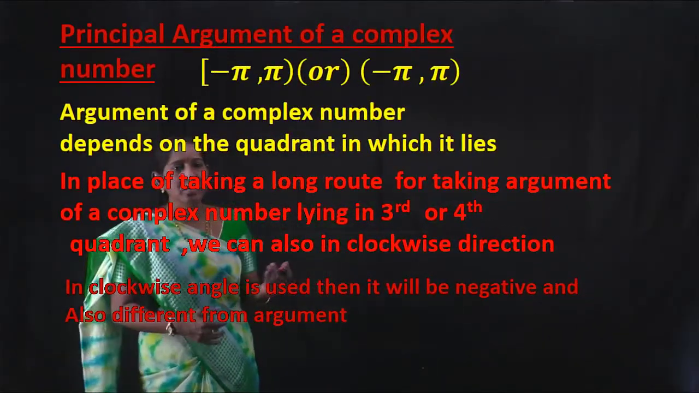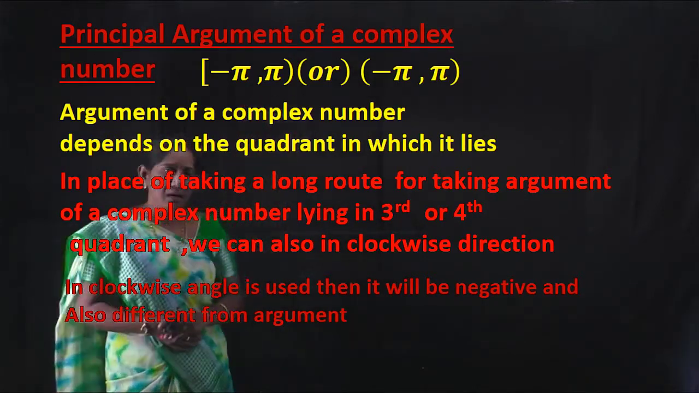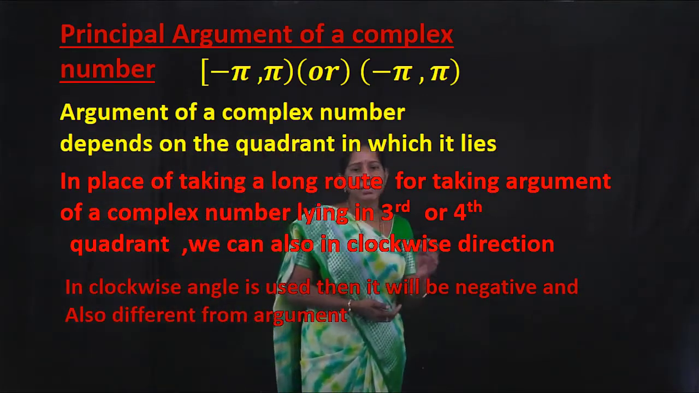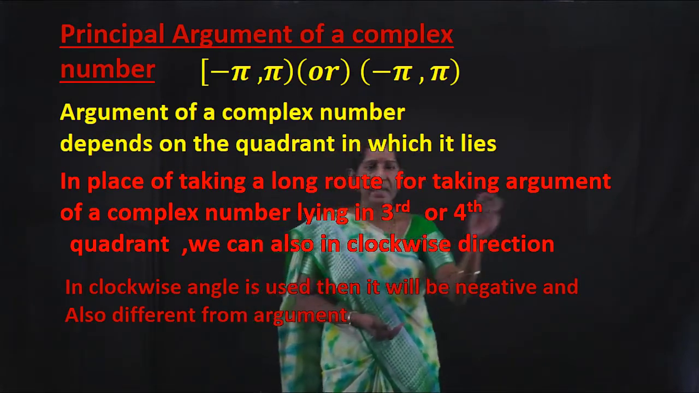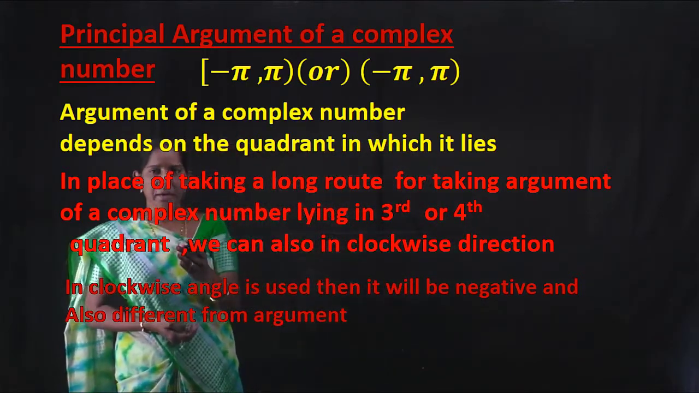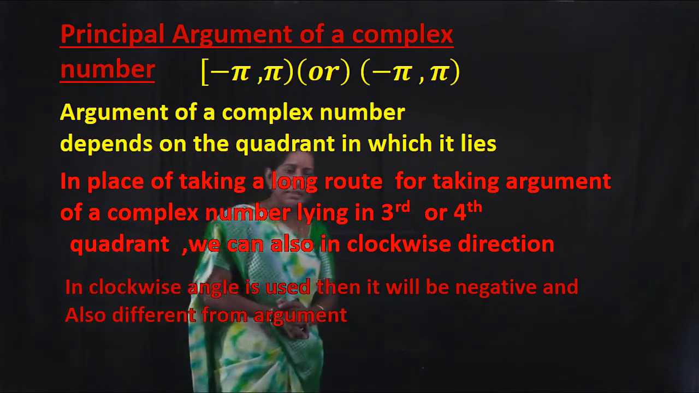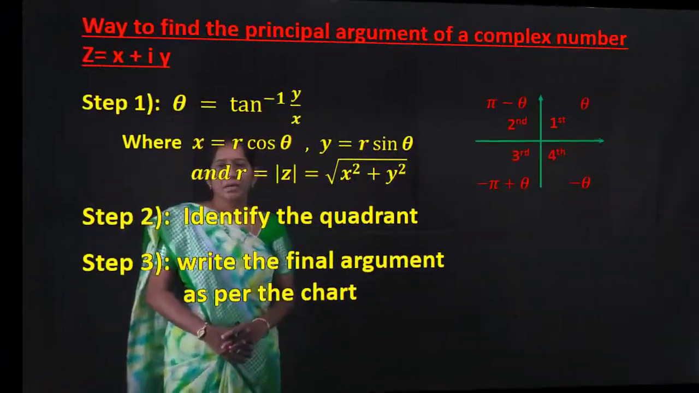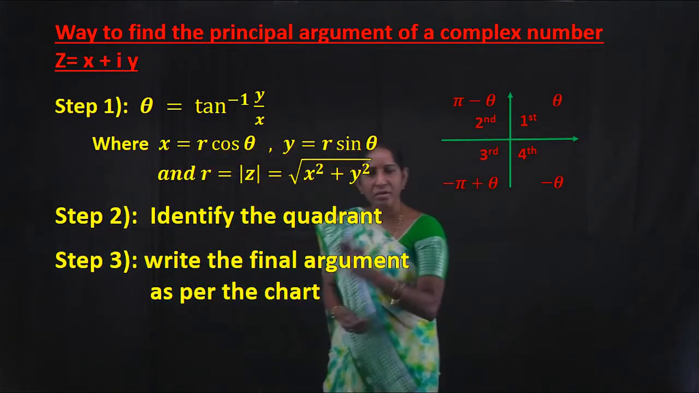Principal argument of a complex number lies between minus pi and pi, closed or open. Argument of a complex number depends on the quadrant in which it lies. In place of taking a long route, for taking argument of a complex number lying in third or fourth quadrants, we can also use clockwise direction. If clockwise angle is used, then it will be negative and also different from the argument. Way to find the principal argument of a complex number z equal to x plus iy.